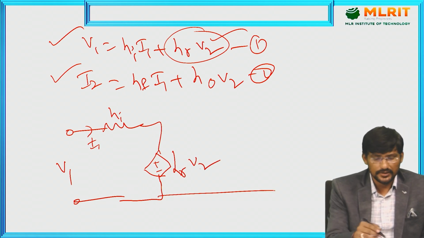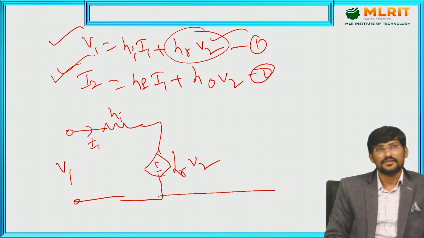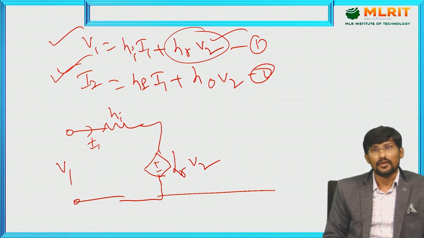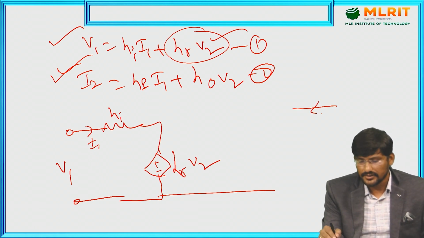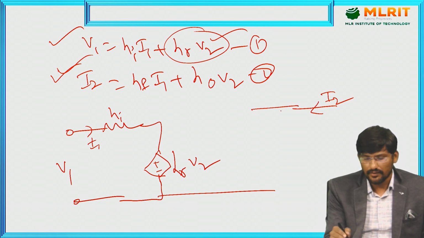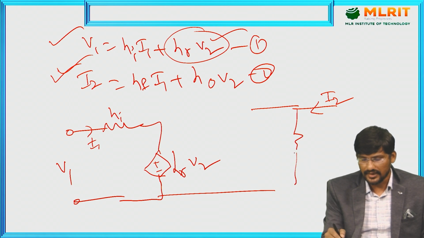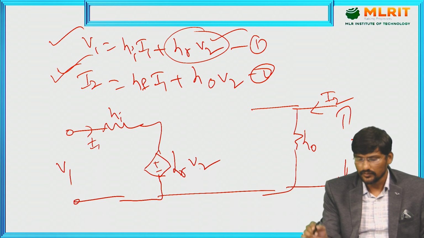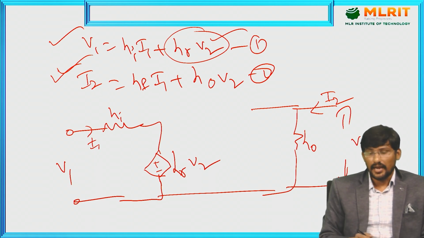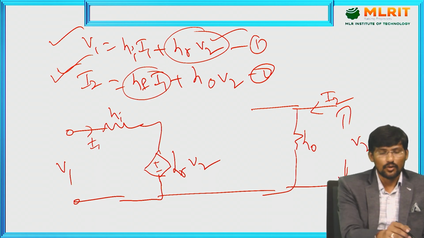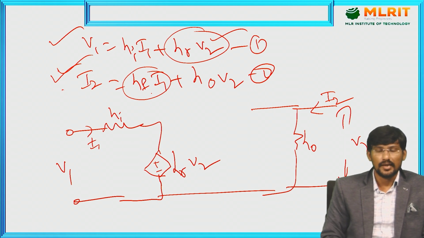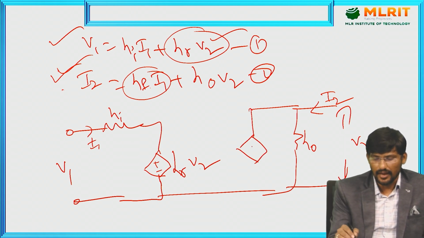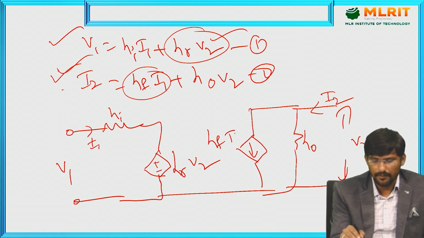Coming to the output side, it's a KCL equation. KCL is Kirchhoff's current law: the algebraic sum of currents entering the node must be equal to the algebraic sum of currents leaving the node. The current entering here is I2, and the currents leaving are, first, H0 is the admittance, represented like an impedance, and with the output V2, H0 into V2 is one term, and one more term is HFI1. This is the output side relation, but it depends on the input variable, so it's a dependent source. It's a current dependent current source, HFI1.